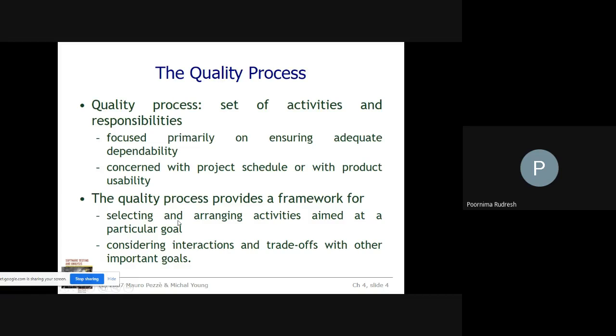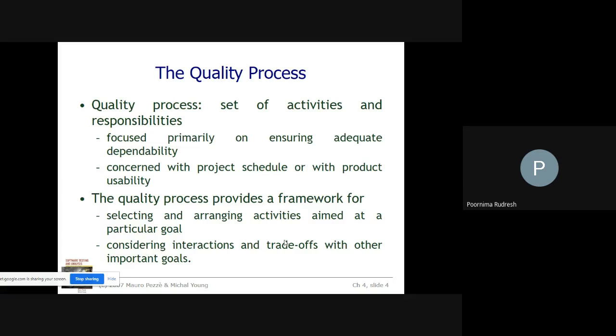So that is the case, right? Selecting and arranging the activities. So here, to implement that program, or if you consider implementing a particular software, then you have to check whether that is meeting the given goal or not, that you have to assure. And next, considering the interactions and trade-offs with other important goals.